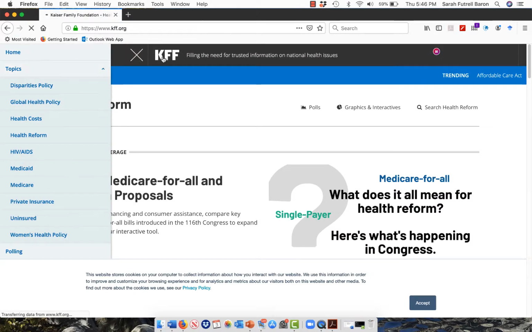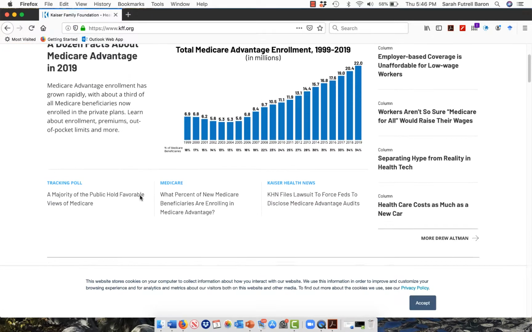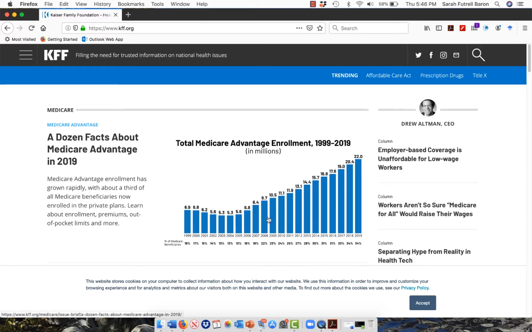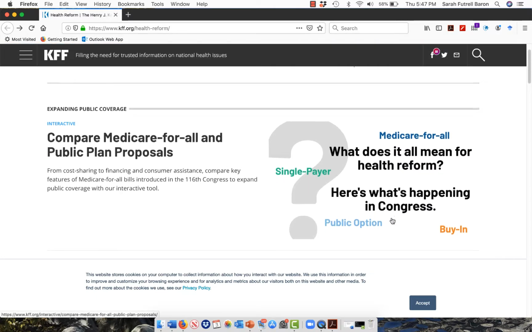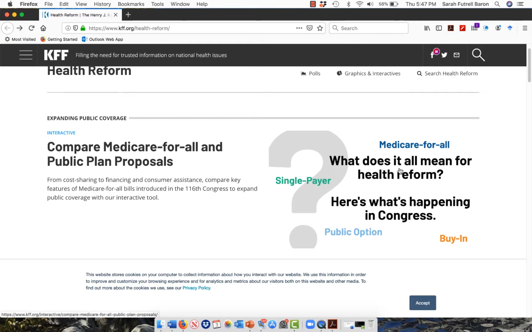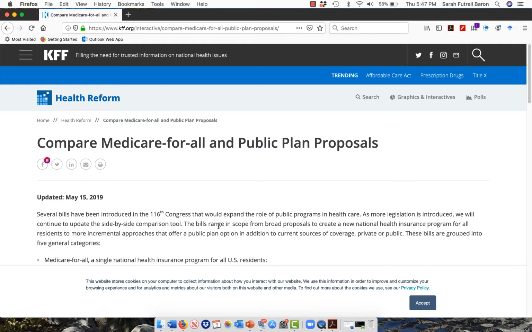Home. They are specifically looking at Medicare, Medicaid, but specifically Medicare and the availability and the enrollment numbers going up, but also the different plans. Compare Medicare for All and the public plan proposals of the different candidates. And here's what they're doing right now. What does it mean for health reform? What's happening in Congress? This is a great website to check on what's going on. And trust me, we will be coming to this website and having discussions and having you dive into this website further when we start looking at how to pay for healthcare.